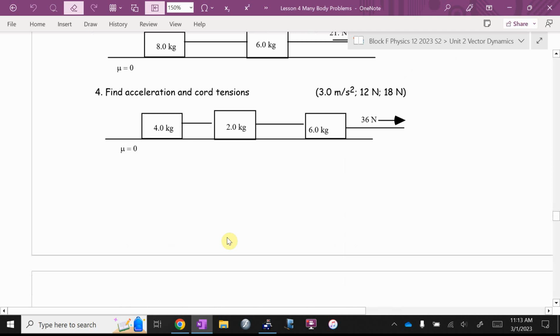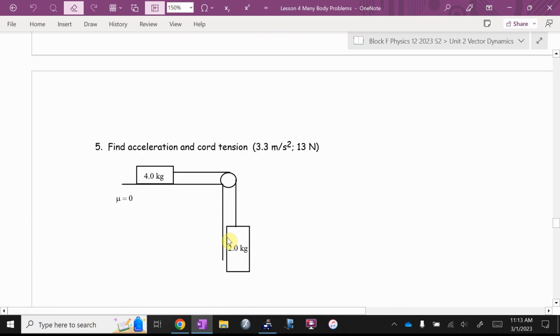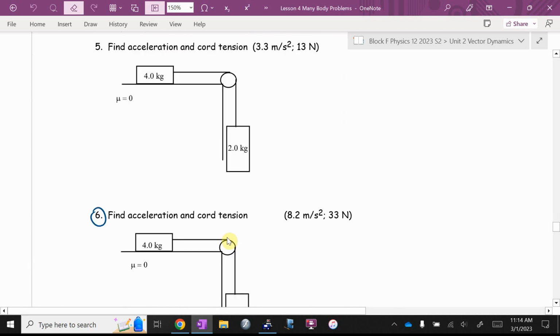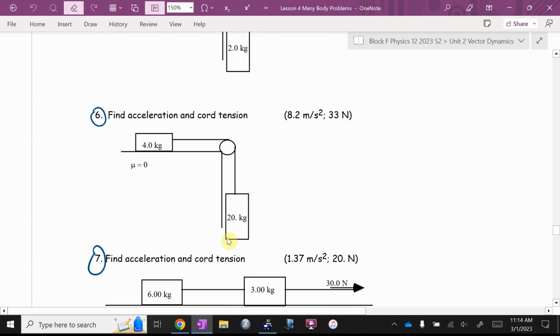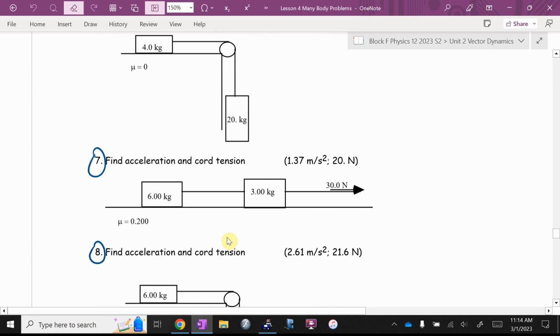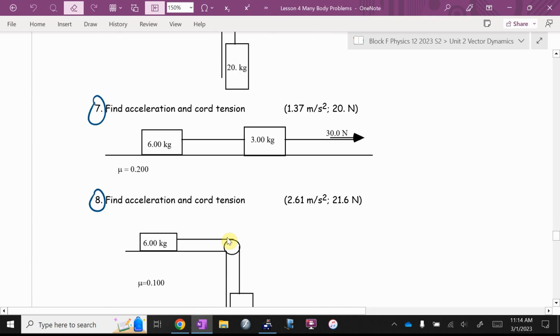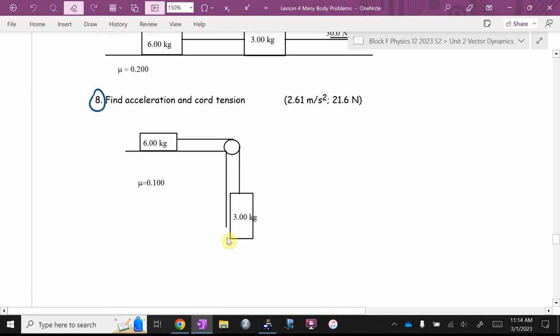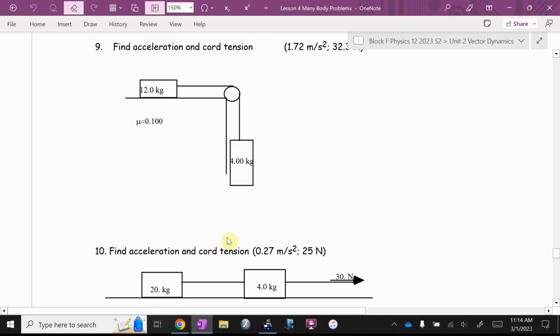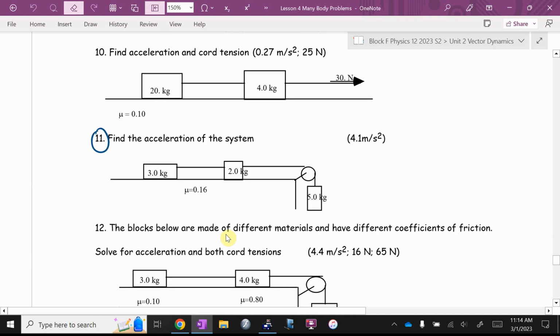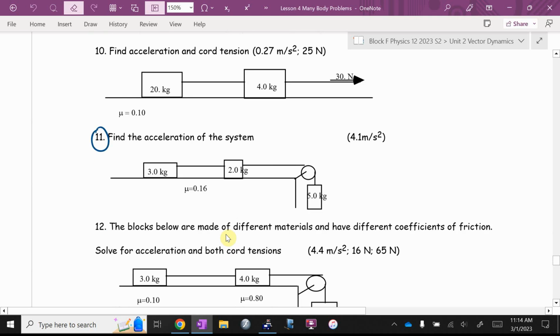I skipped number 4 because it had no friction. I skipped number 5 because it had no friction. I thought too easy. I did do 6. 5 and 6 are identical, so there's one with no friction. Number 7, here's one with friction. Number 8, here's one, a mass hanging over a cliff with friction. Then I skipped 9, or as I like to say, I said 9. I skipped 10. 11, here's a 3-mass question with friction.